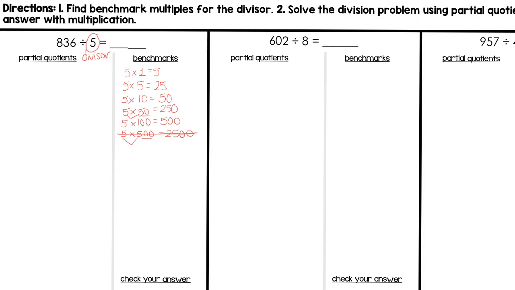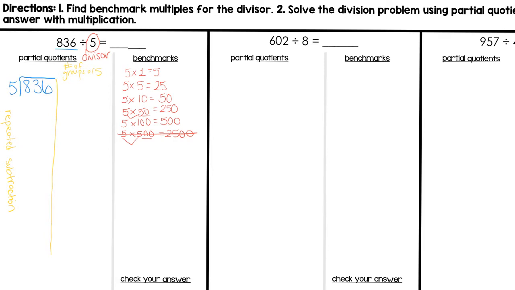We've got some good benchmarks. And remember, we always must write our divisor first. So I'm going to make my finger space and put 836 divided by 5. Now I'm going to draw a line down because on this side I am doing repeated subtraction, and then on the other side I'm finding my number of groups of 5.